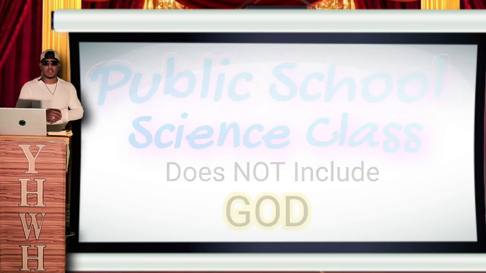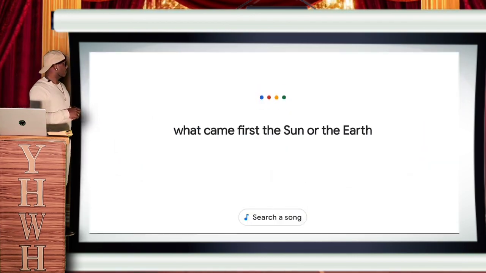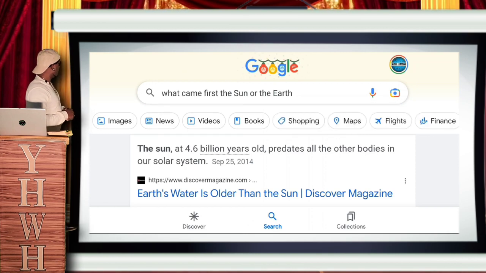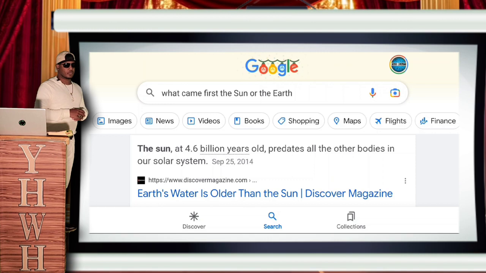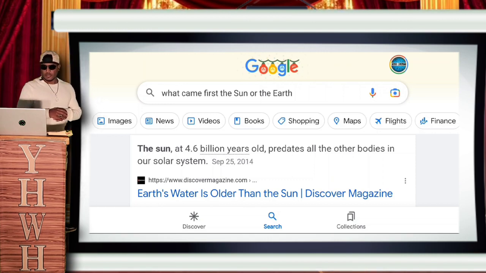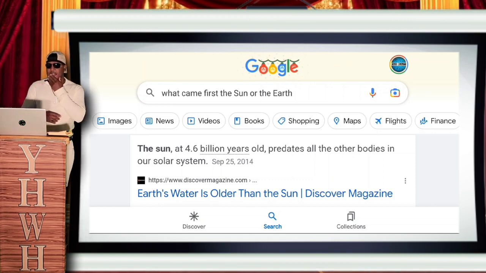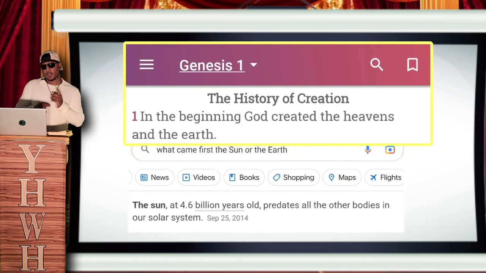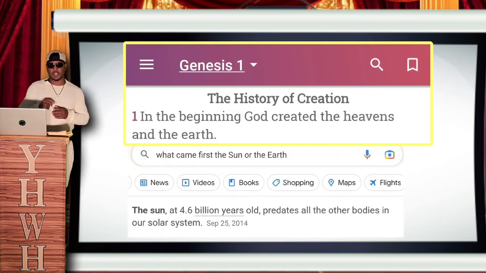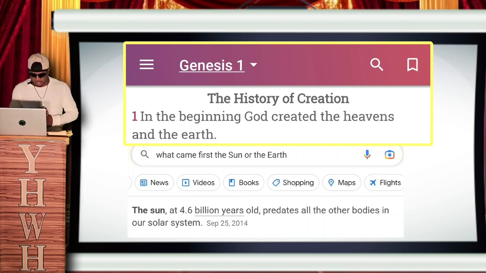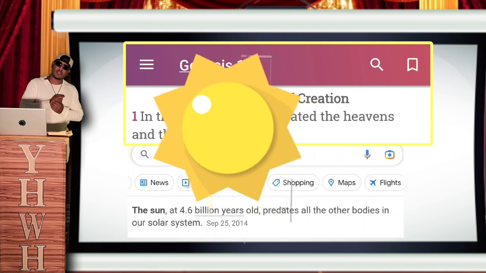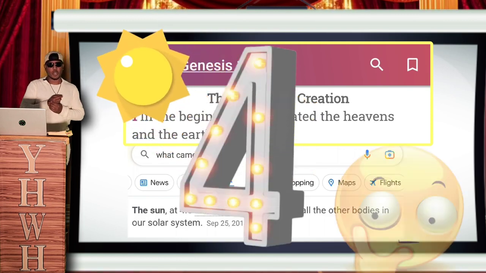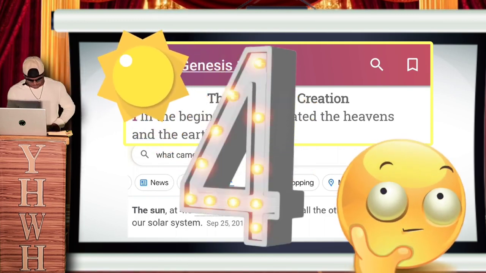What came first, the sun or the earth? According to Discover magazine, the sun, at 4.6 billion years old, predates all the other bodies in our solar system. Well, that's weird. Because Genesis chapter 1, verse 1 says, in the beginning, God created the heavens and the earth. The sun wasn't until day 4, which we'll find out shortly.